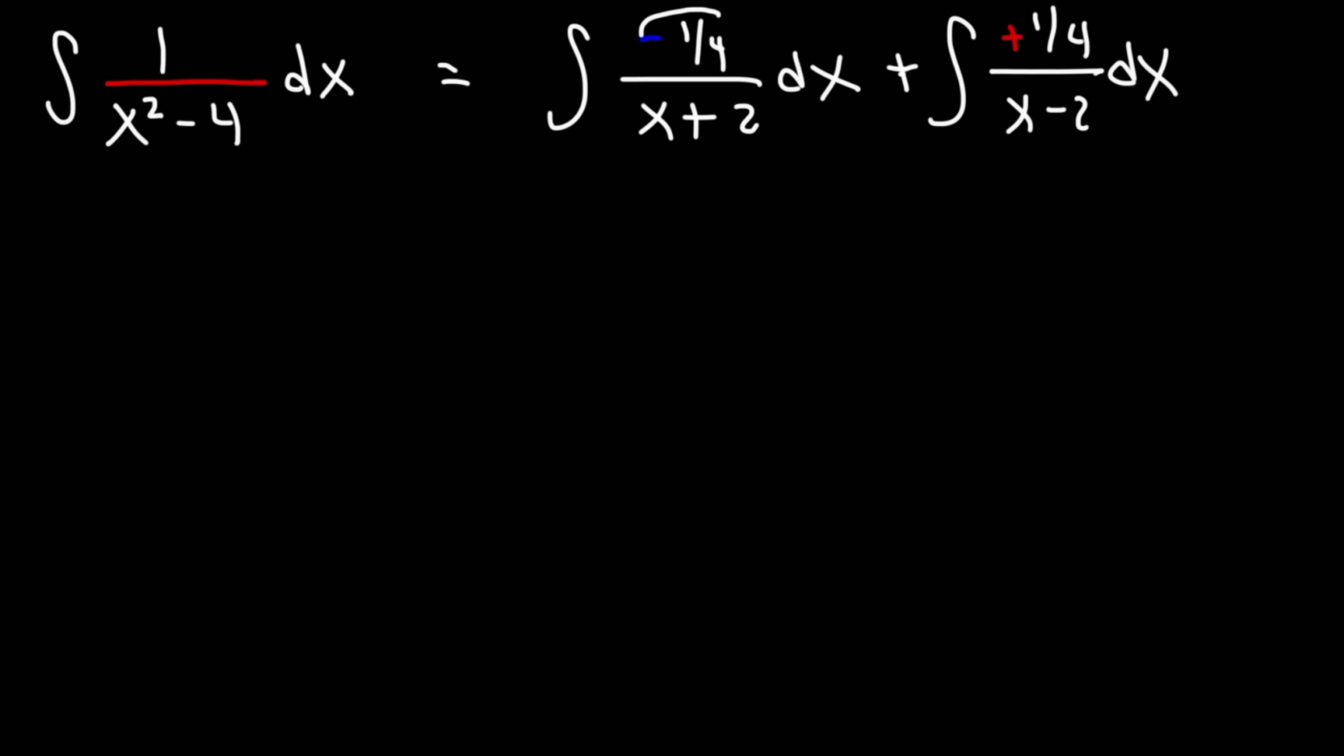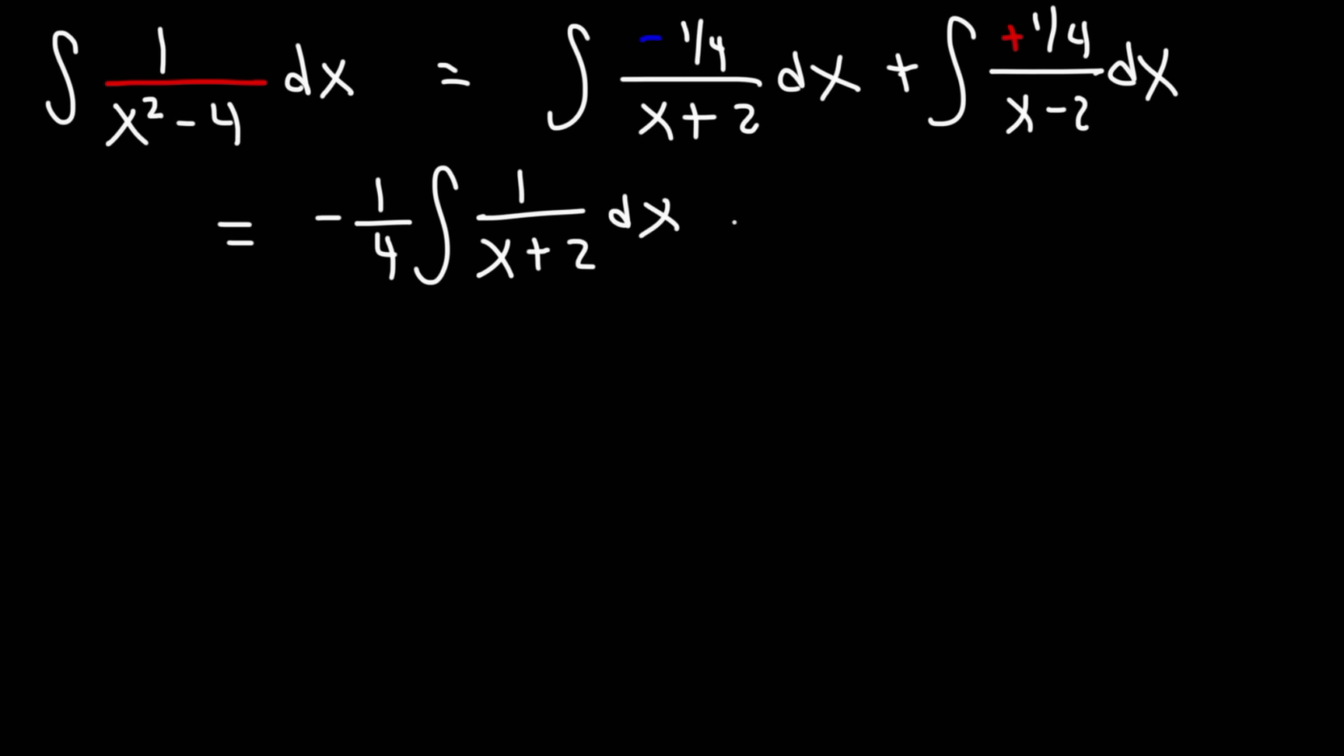Now what we're going to do is take these constants and move them to the front. So this is going to be negative 1 over 4 integral 1 over x plus 2 dx, and then plus positive 1 over 4 integral 1 over x minus 2 dx. Now let's talk about how we can integrate rational functions.